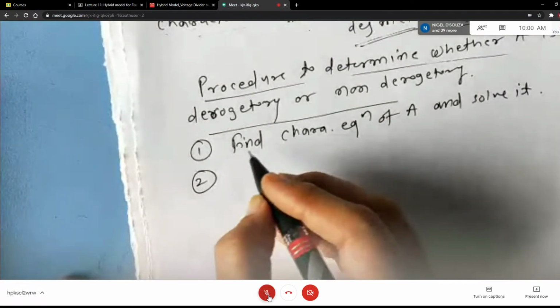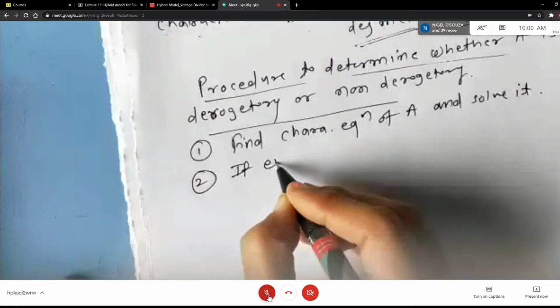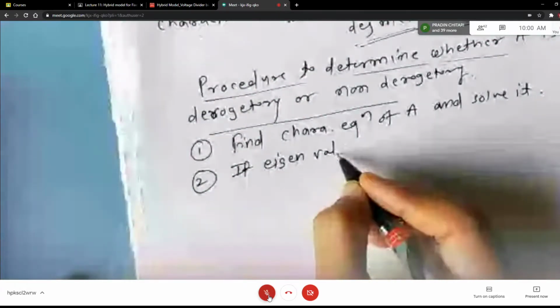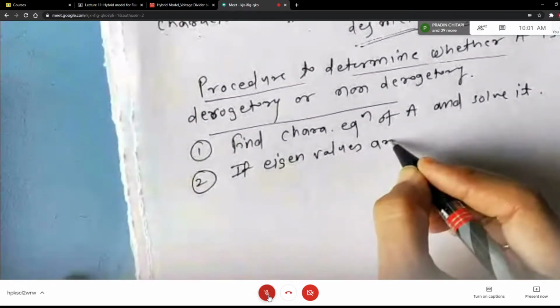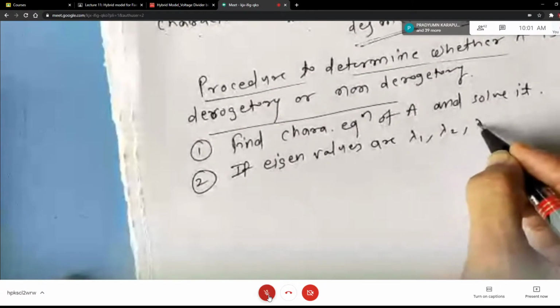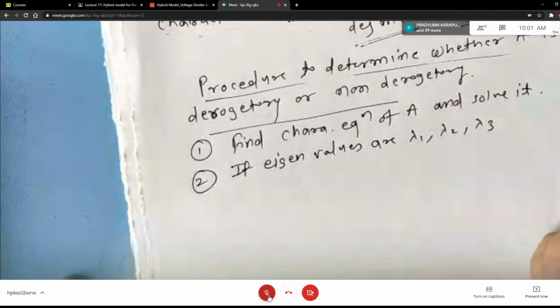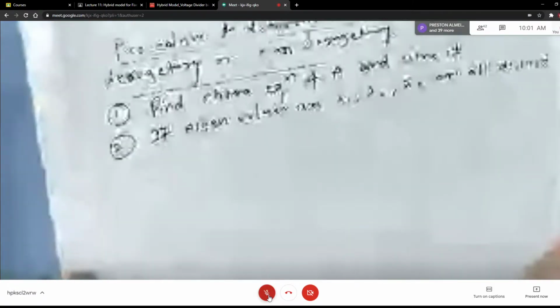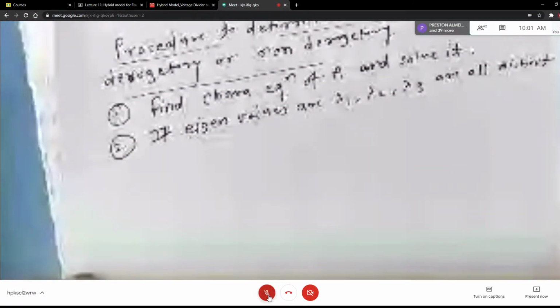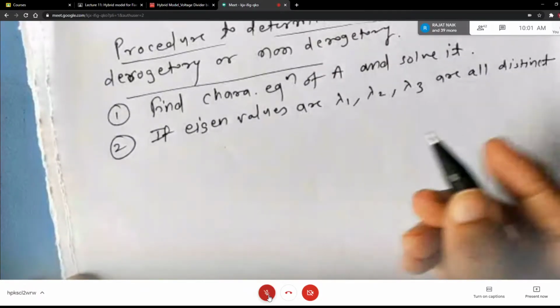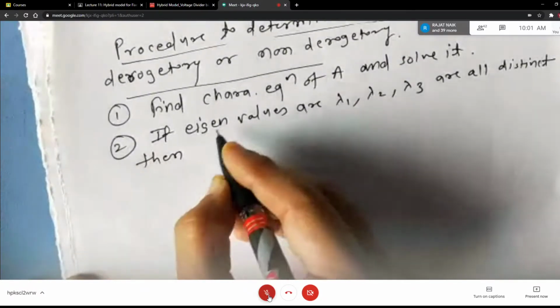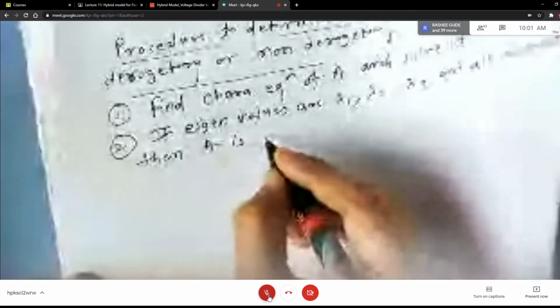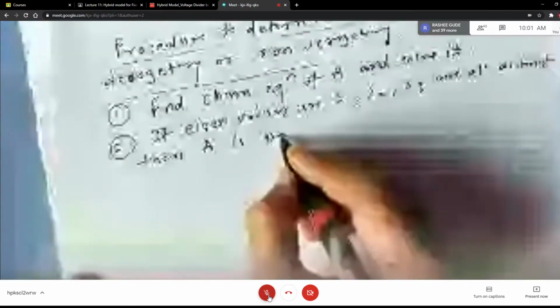Second step, if the eigenvalues are lambda 1, lambda 2 and lambda 3 and are all distinct. Suppose all 3 eigenvalues are different. Okay, then matrix A is derogatory.